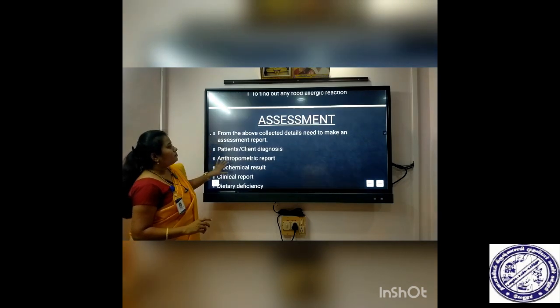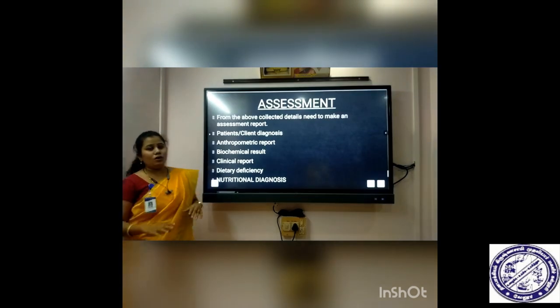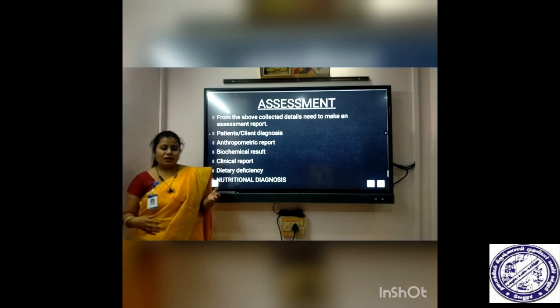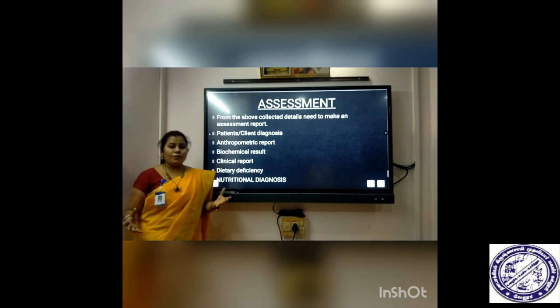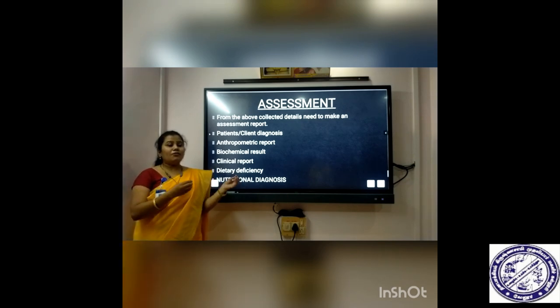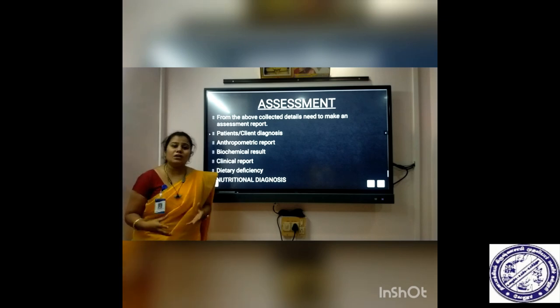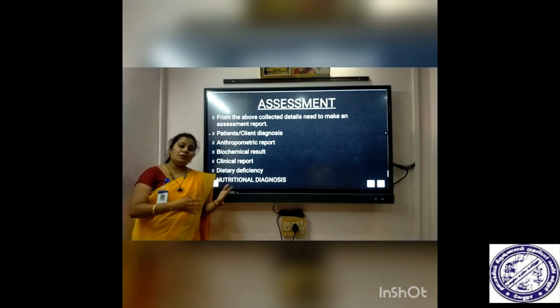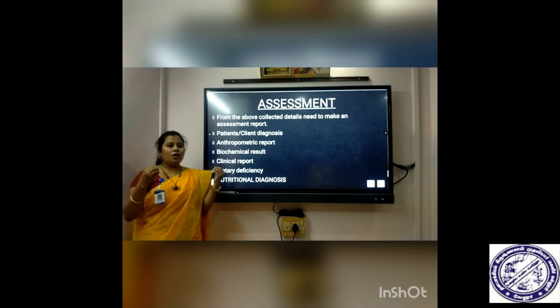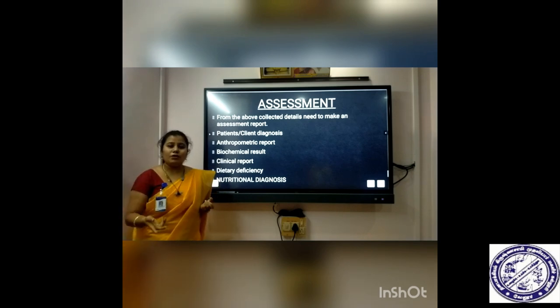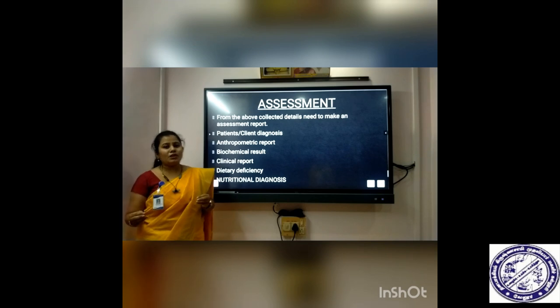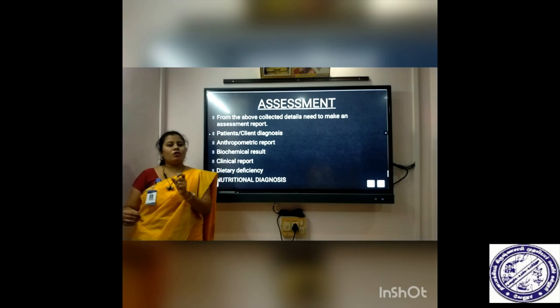And the next is assessment. Assessment is very important. Why? Because from the subjective and the objective data, we have derived a lot of information. From the anthropometry, we have found whether his body mass index is normal or not. From the biochemical data, we have found out whether he's anemic or not, or whether he's diabetic or something like that. And from the clinical significance, whether he might have, or is actually suffering from, a nutrition deficiency can be discussed. And from the dietary recall, whether the nutrition is sufficient or not can be discussed.